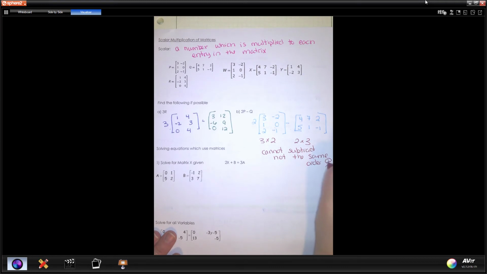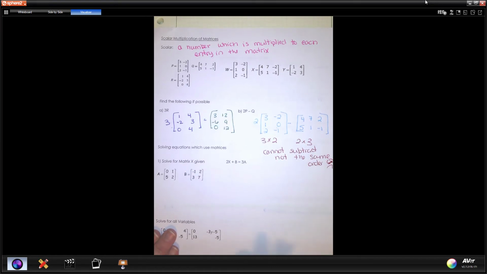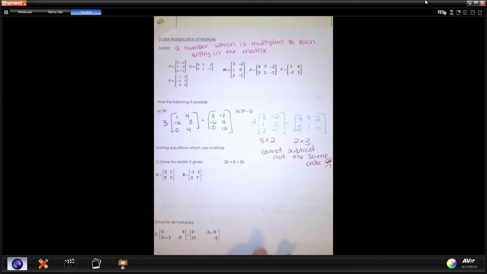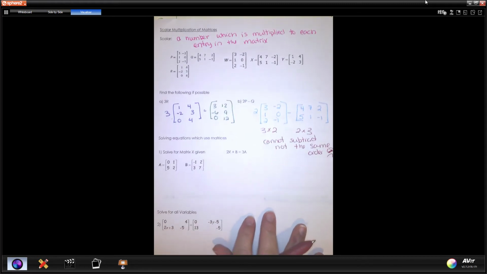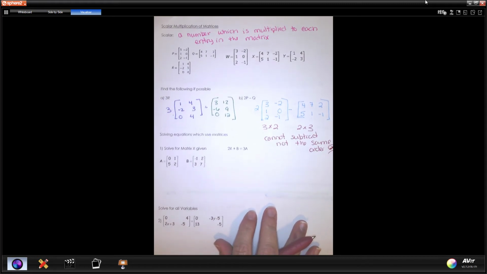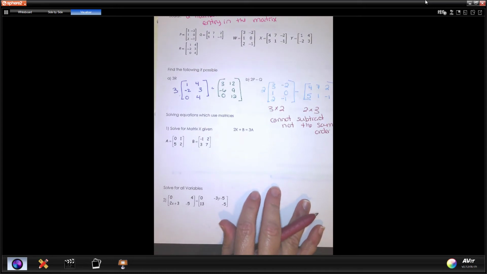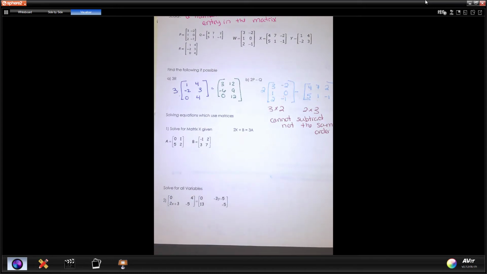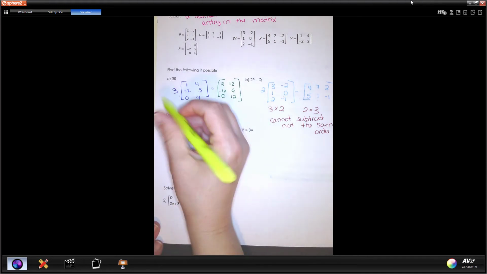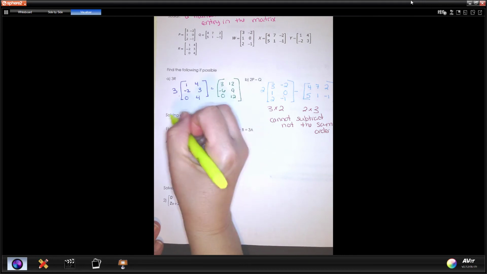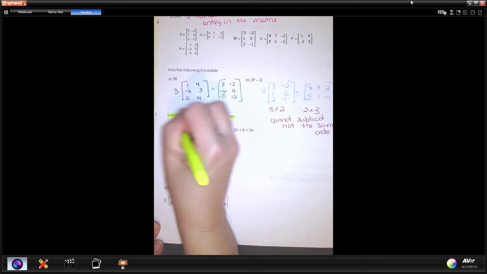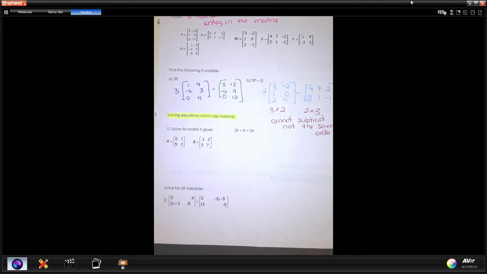I know that makes us really upset at that point, that we cannot finish that problem that we spent so much time writing down. Okay. And our last little bit of things that we get to do. It says solving equations using matrices. Or I should say solving equations which actually use matrices.